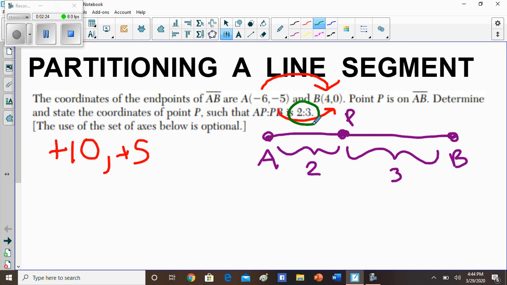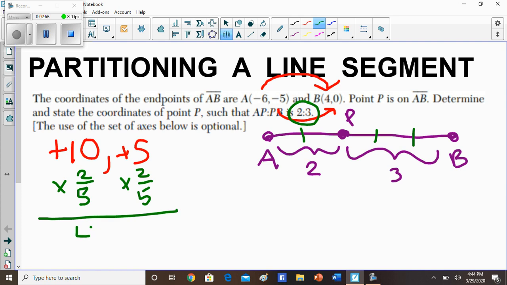Because it's a ratio of 2 to 3, it's breaking up this line technically into 5 parts. So the fraction is always going to be the first number in the ratio, so 2 goes in the numerator, divided by the sum of the 2 numbers in the ratio. If you add those 2 numbers, 2 plus 3 is 5. So your fraction is 2 over 5. And you're going to multiply that to both of the numbers in the difference. So when you multiply 10 by 2 over 5, you get +4. And when you multiply 5 by 2 over 5, you get +2.